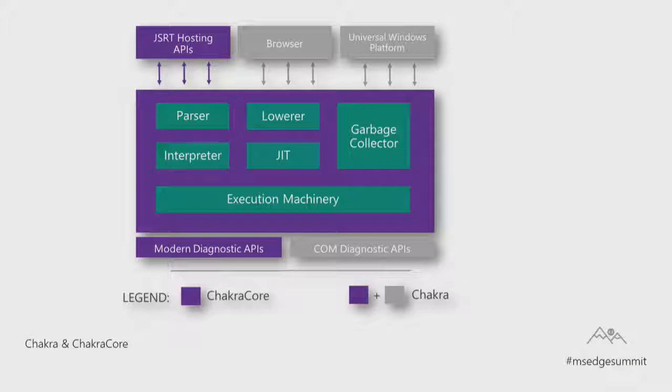So there's one thing that I want to call out here, and that is the box at the top, the JSRT hosting APIs and the modern diagnostics APIs. These are really awesome tools because they let you embed ChakraCore in your application, whether it's a native application written for the Windows Store or just your own application that you're compiling yourself. They're really simple C APIs, so they're really easy to use regardless of what language you're trying to use.